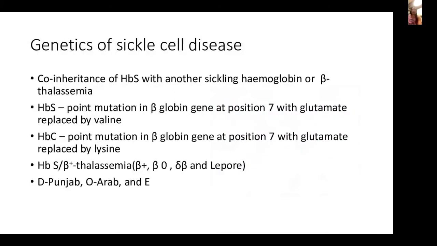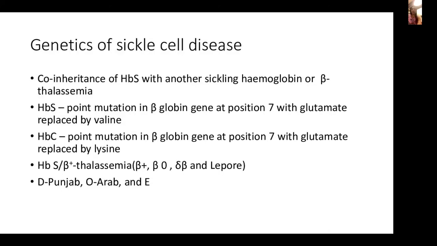So, the genetics of sickle cell is that in order to have sickle cell disease, you inherit the sickle hemoglobin with another sickling hemoglobin or beta thalassemia mutation. So that could be either a deletion or a non-transcriptional thalassemic hemoglobin. In sickle cell disease, there's a point mutation at position 7 with glutamate replaced by valine. Just to note that they've changed the nomenclature of naming the amino acids. A lot of the textbooks say position 6 is where the amino acid changes, but after renaming to include the methionine residue, it's now position 7.